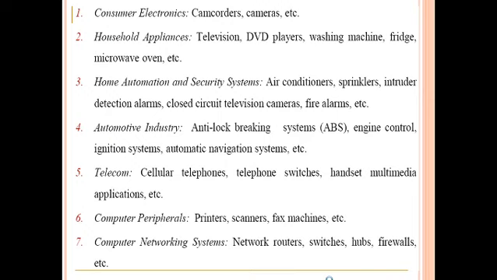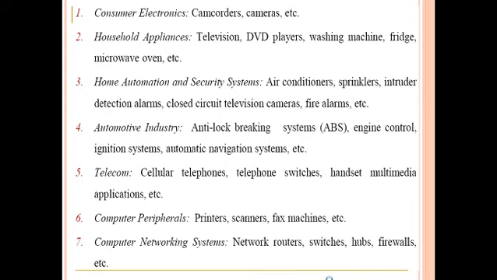Intruder detection alarms are nothing but, if an unwanted person enters your house, these alarms are used to detect the unwanted person who is entering the home. Then closed circuit television cameras, fire alarms, etc. Then embedded systems in automotive industries like anti-lock braking systems, ABS, which are used in the car, then engine control, ignition systems, then automotive navigation systems, etc.